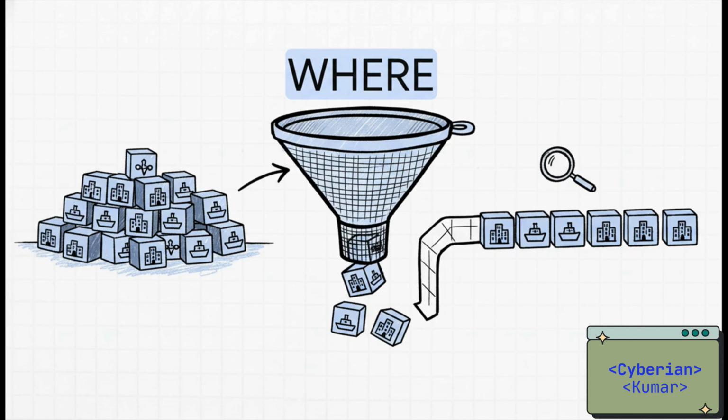It's a filter. By adding where city equals Delhi, we're not shouting for everyone anymore. We're asking, can you please show me only the students who live in Delhi? This is exactly how Netflix finds comedies and not horror movies.